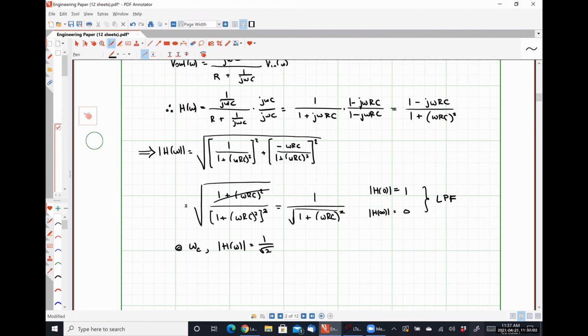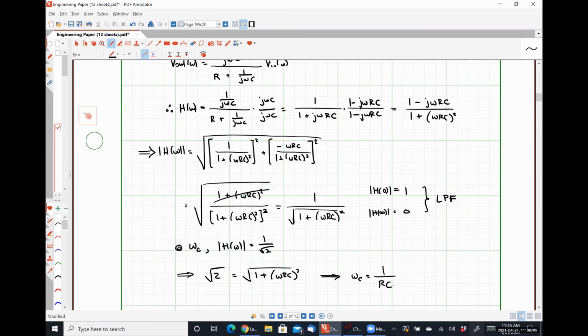So from this, we can see that the square root of 2 has to be equal to the square root of 1 plus omega RC quantity squared, which means that omega RC is equal to 1, which means omega c is equal to, depends on the resistor and the capacitor values, but in what way? Yeah, so 1 over RC.